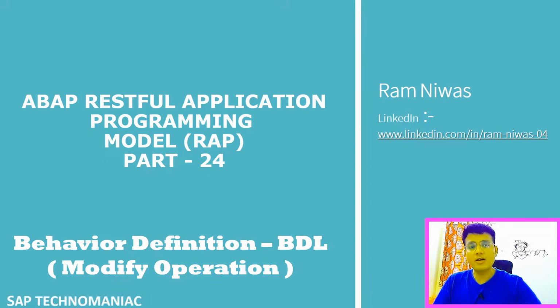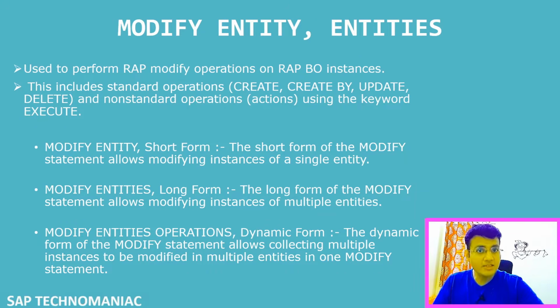To understand the modify statement, it works the same way. There are three kinds of read statements for a business object. In the same way, we have three forms of the modify statement as well: short form, long form, and the dynamic form. Short form can be performed on a single entity with multiple instances. Long form can perform on multiple entities with multiple instances, and in the dynamic form we can club a lot of statements together in the operation tab and pass them to the modify entity statement, which also performs multiple operations in a single go. So these are the three kinds of modify statement.